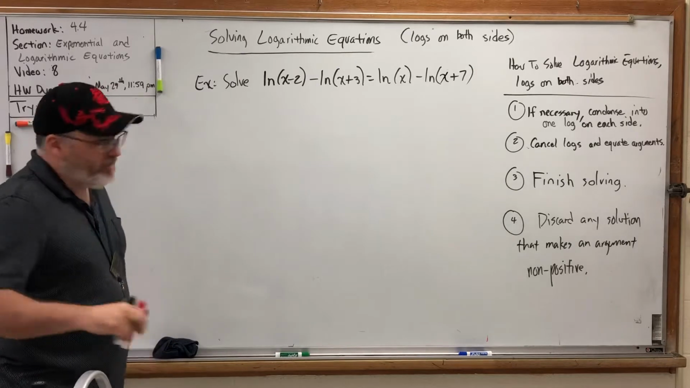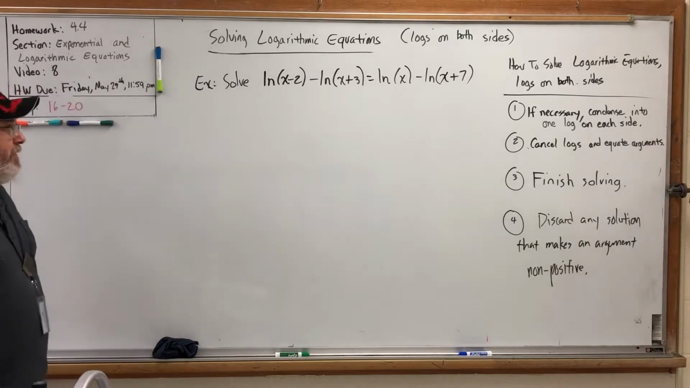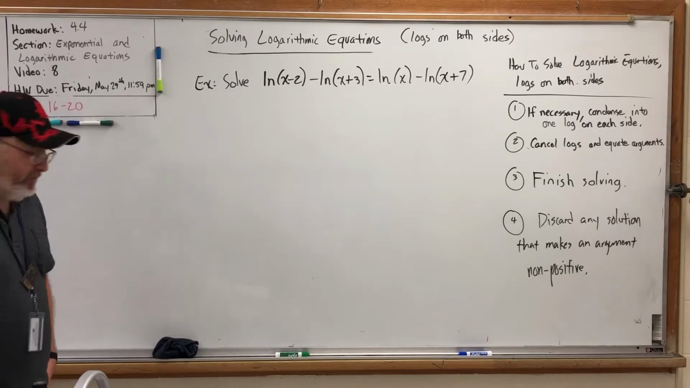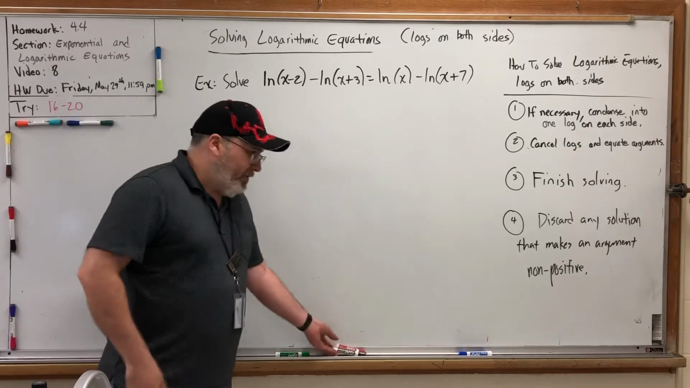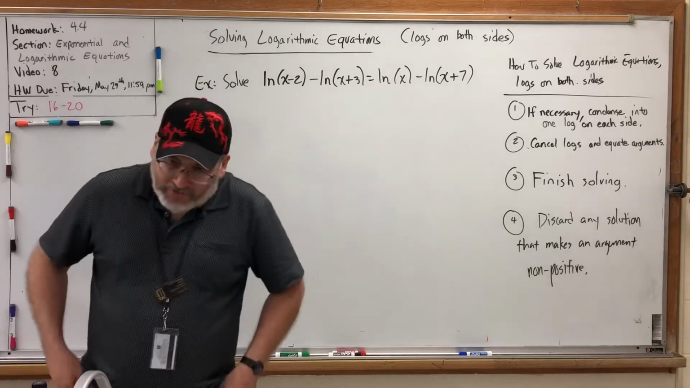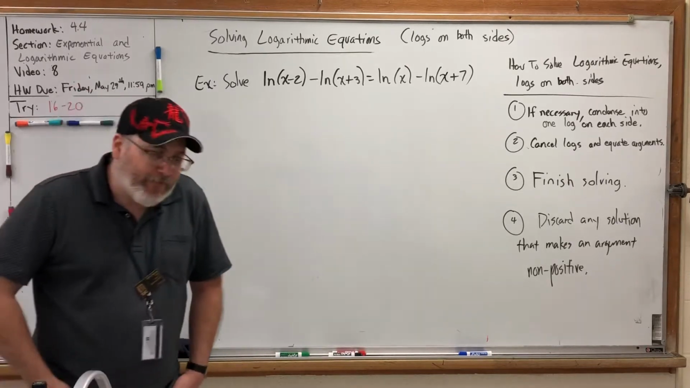Solve natural log of x minus 2 minus natural log of x plus 3 equals the natural log of x minus the natural log of x plus 7. You know, I'm jokingly being intimidated by the size of this problem, but I'm not, and frankly, you shouldn't be either.